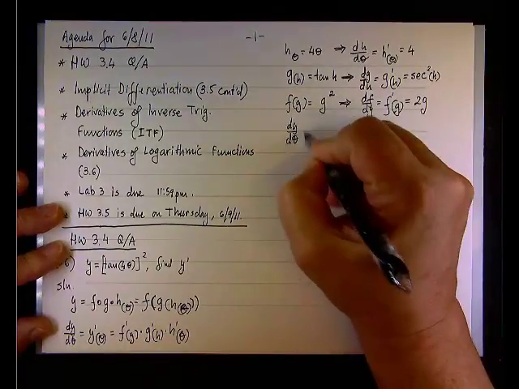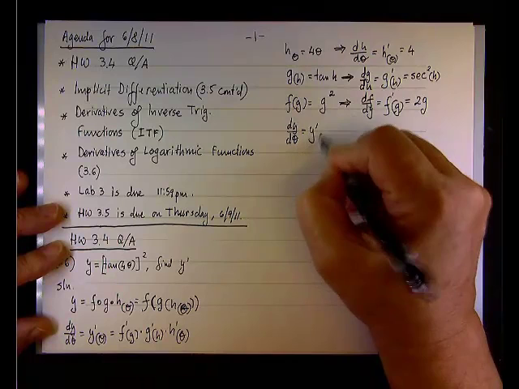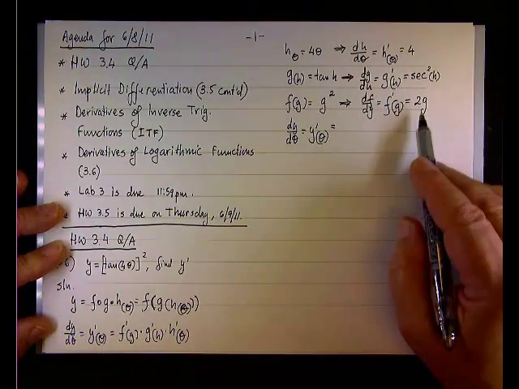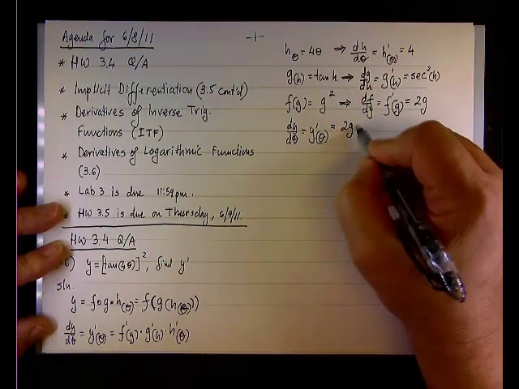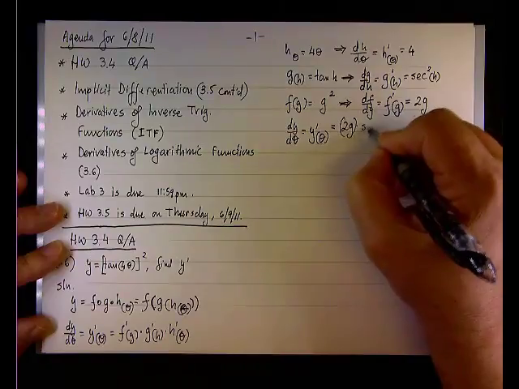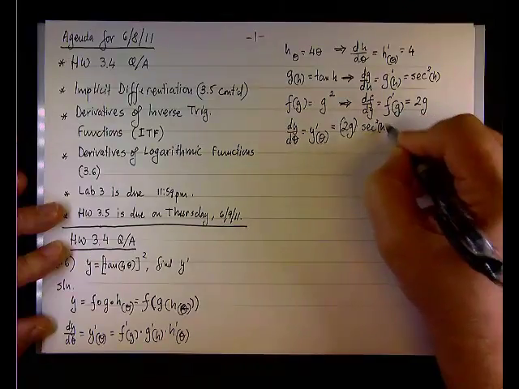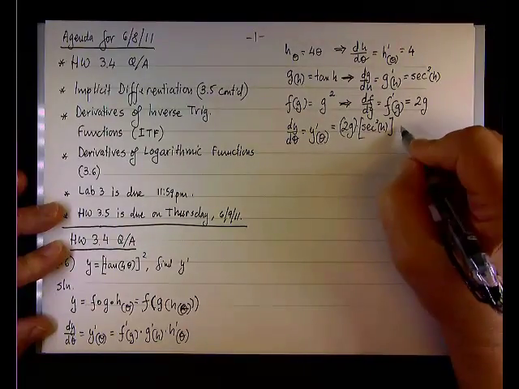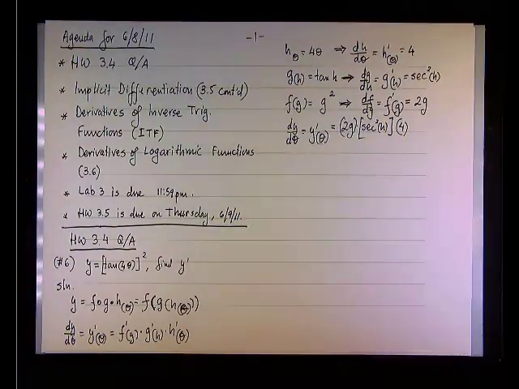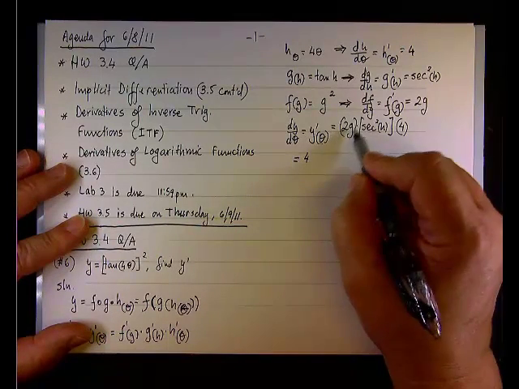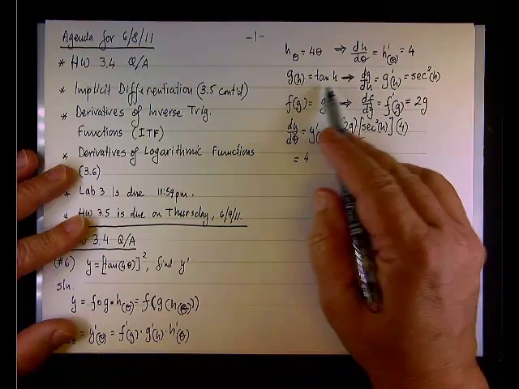So going back and saying dy d theta, again I'm using this morning dual notation here, y prime of theta, f prime of g is 2g, times g prime of h, secant squared of h, and then h prime of theta is simply 4. And now we need to spell it out. So we have 4 up front, 2g.